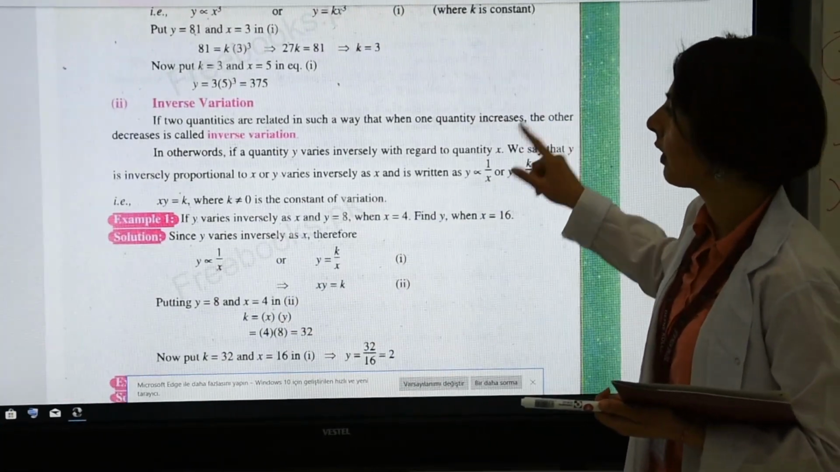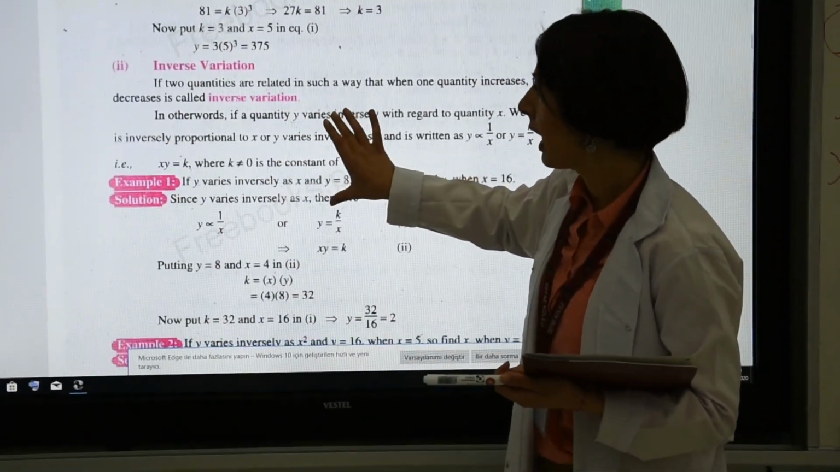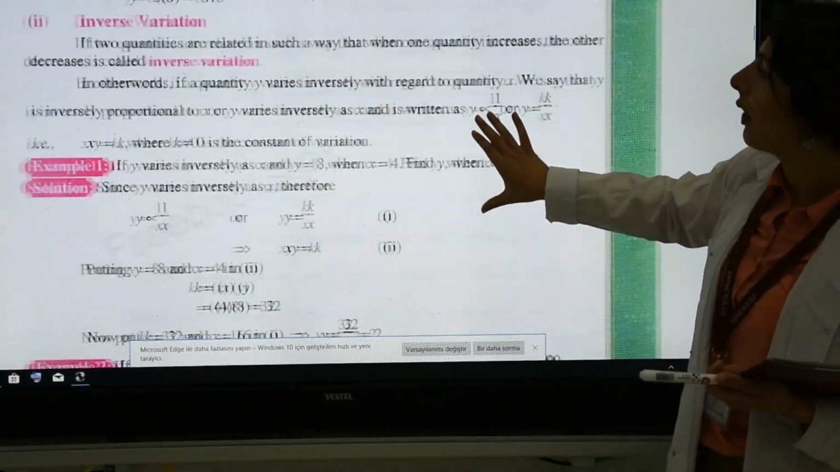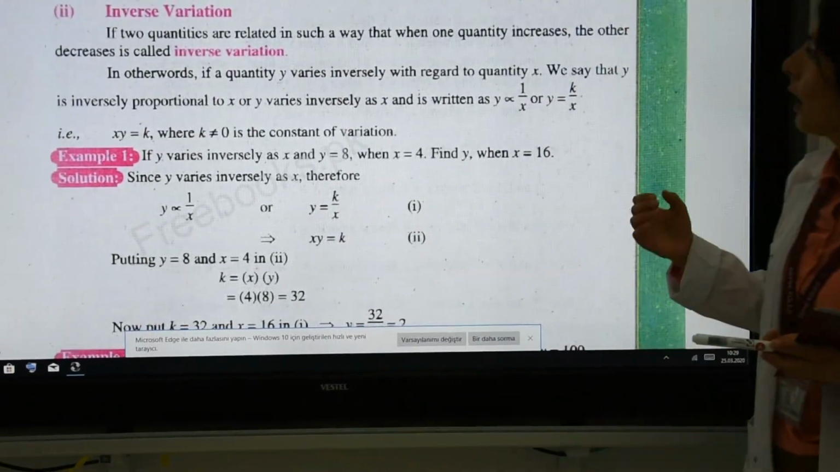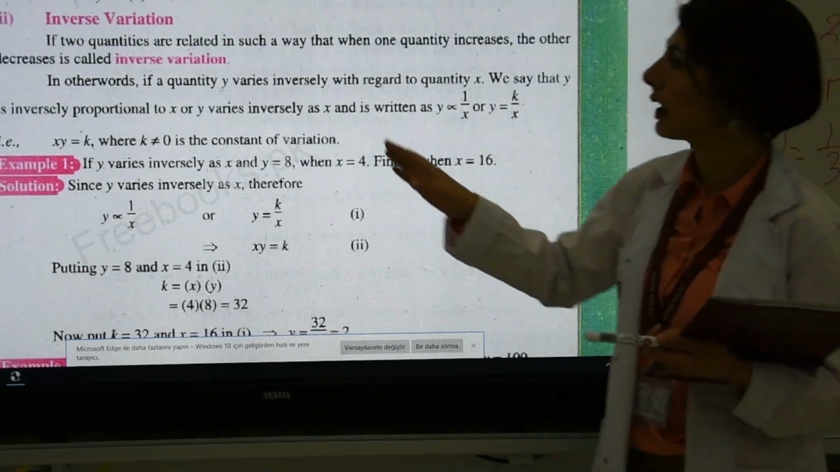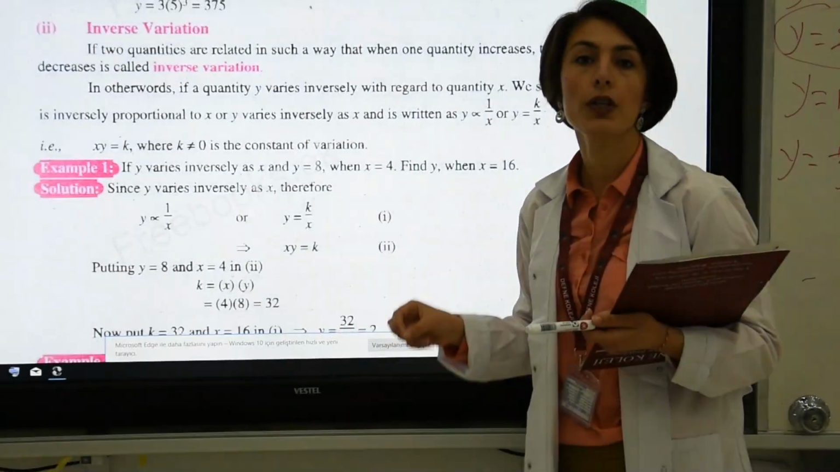Let's go on with the inverse variation. If two quantities are related in such a way that when one quantity increases, the other one decreases, this is called inverse variation.